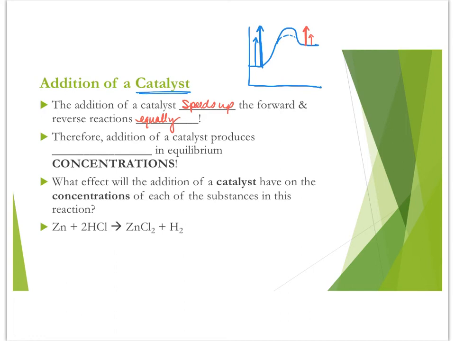So therefore, adding a catalyst will give you no change. It doesn't stress out the system. It speeds up both reactions equally. So it's kind of a trick question. What effect would the addition of a catalyst have on the concentrations of each of the substances? It would have no effect because it's not disrupting. This is actually a poor example.